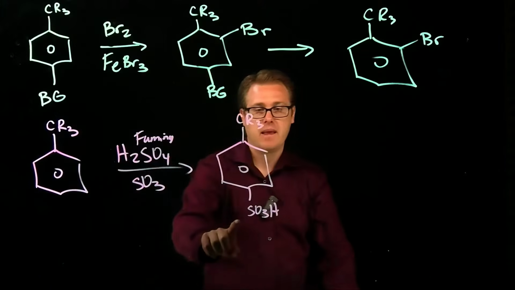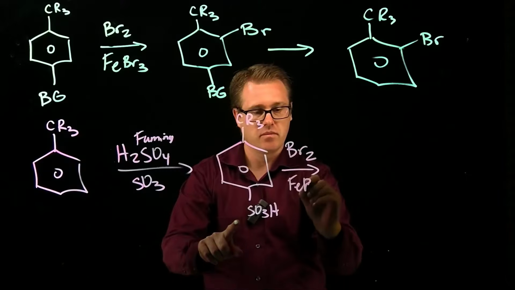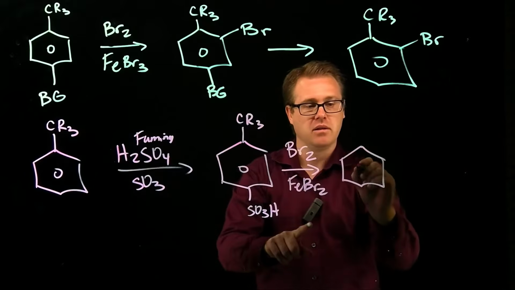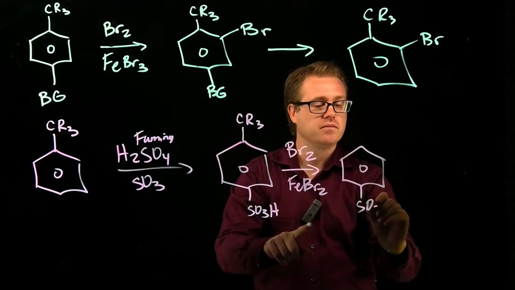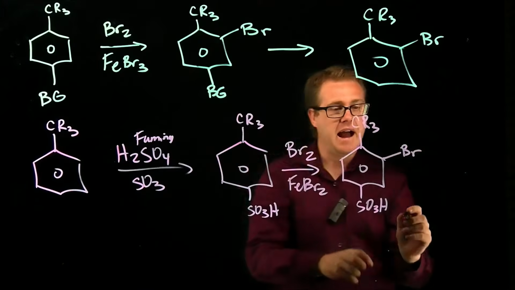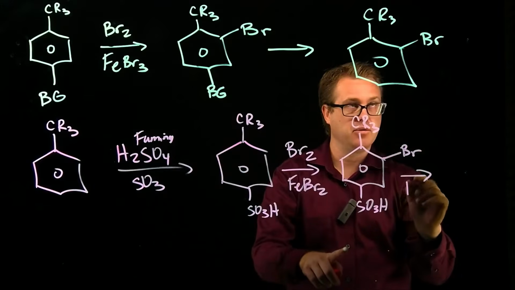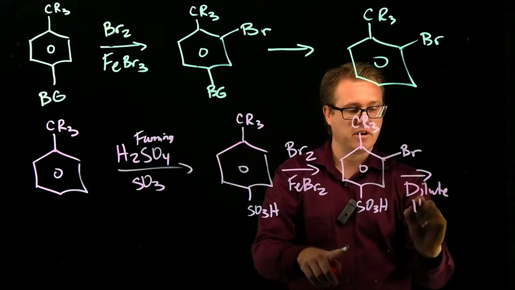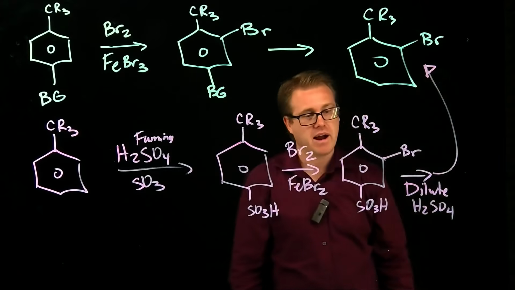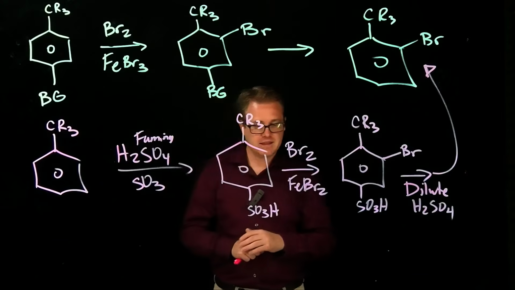right? And then we can do the bromination, which will favor the ortho position. And then how do we take off the sulfur group? Remember, we just treat it with dilute sulfuric acid in water. And then that's going to pop it right off, giving us our product that we desire. Isn't that so cool?